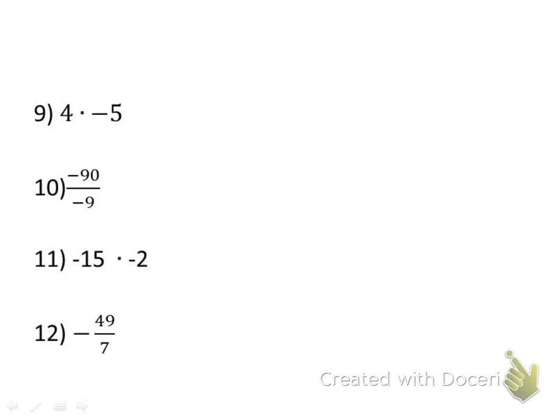So number 9, we just talked about that dot means multiply. So this is 4 times a negative 5. Positive times a negative is a negative. And what do we get? 20. I heard somebody say it.